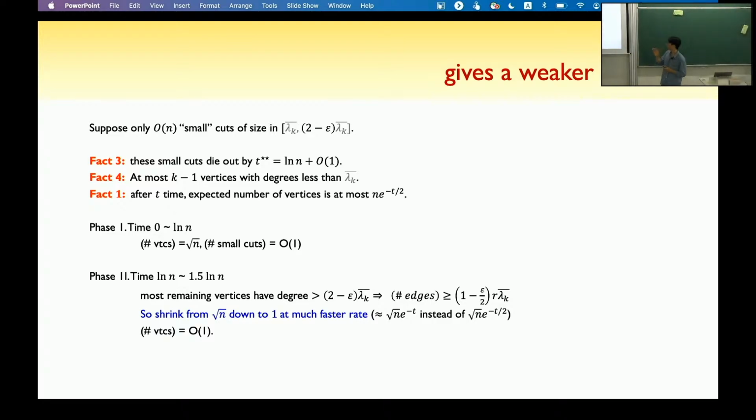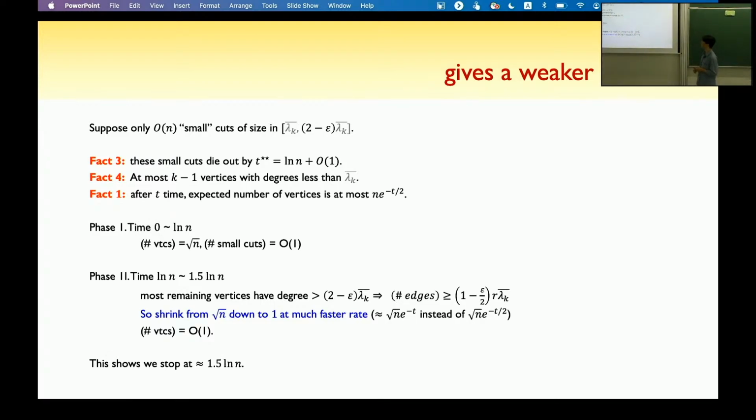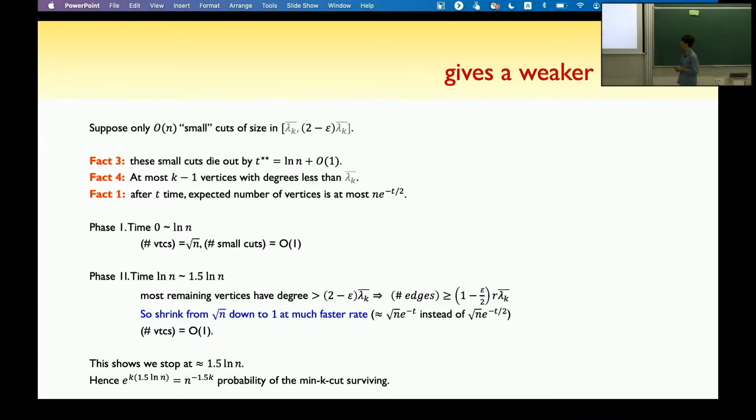So after only half log n time, the number of vertices will be shrunk to a constant. And if you look at time 1.5 log n, the probability that our minimum k cut survives is n to the minus 1.5 k. Okay, so this is the rough intuition of how we can get the n to the minus 1.5 k bound, which is not optimal, but still better than Karger-Stein. So this is the style of the analysis. Okay, so this is the first part.